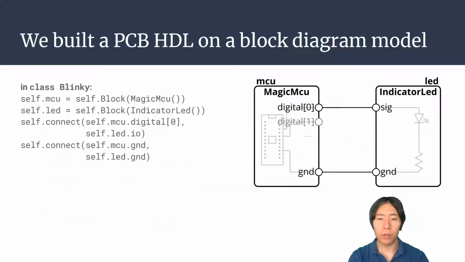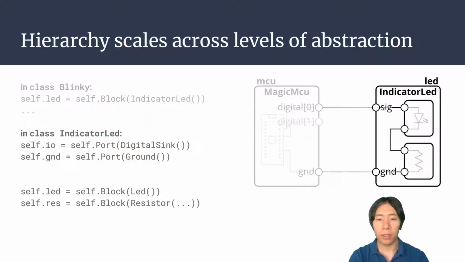To align design tools with how people think about devices, we built a board-level hardware description language based on a block diagram model. In our language, this example blinky LED code directly corresponds to the block representation, including block declarations and connections. Extending this with hierarchy allows it to scale across levels of abstraction, from system architectures to subcircuits to components. Our example device's indicator LED block itself is a block diagram containing LED and resistor blocks.